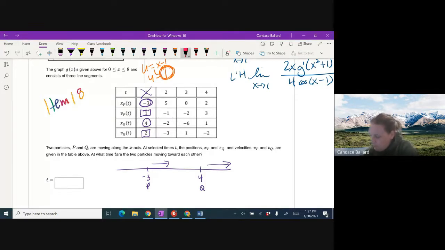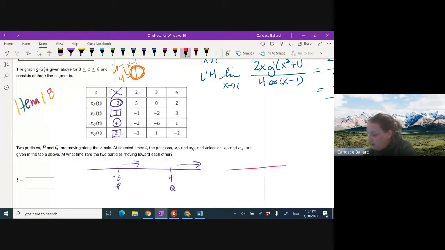Okay, so now let's try time 2. So again, it's process of elimination on this one. So I'm looking for where my position is. So P is at 5. Q is at -2. My P velocity is negative. So negative means I'm moving to the left. My Q velocity is negative, which means I'm moving to the left. So they're not moving towards each other. Okay, so it can't be 2. I'm going to try again.